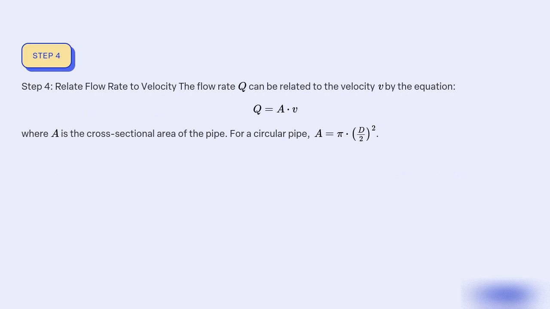Step 4. Relate flow rate to velocity. The flow rate Q can be related to the velocity V by the equation Q equals A times V, where A is the cross-sectional area of the pipe. For a circular pipe, A equals pi times D squared divided by 4.